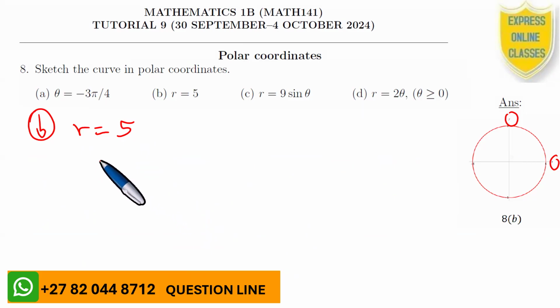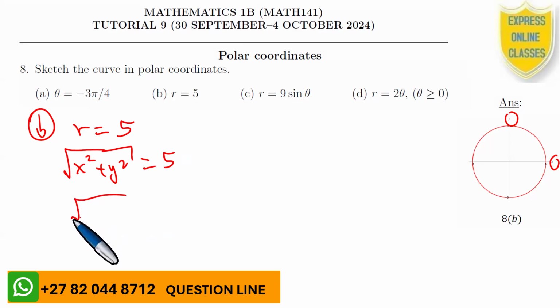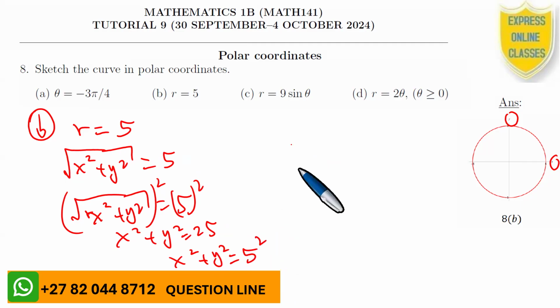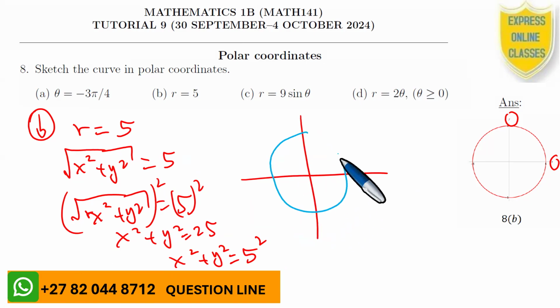there are different ways to sketch it. Because you know that r is the same as the square root of x squared plus y squared, which is 5. You can just sketch it like that. You square both sides. Meaning x squared plus y squared equals 25. We can write this as x squared plus y squared equals 5 squared. So you have y and then x. Like this. So this is a circle centered at the origin of radius 5 units.